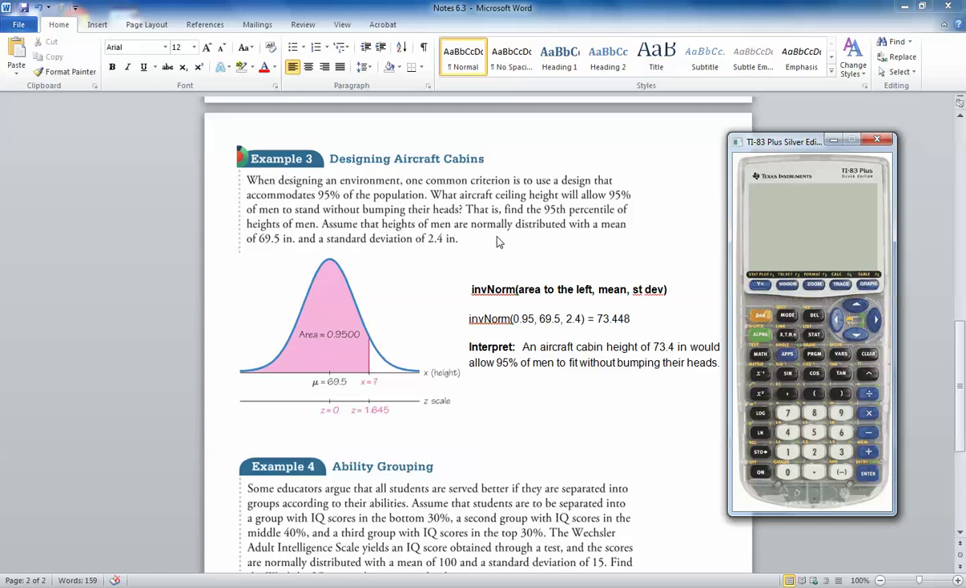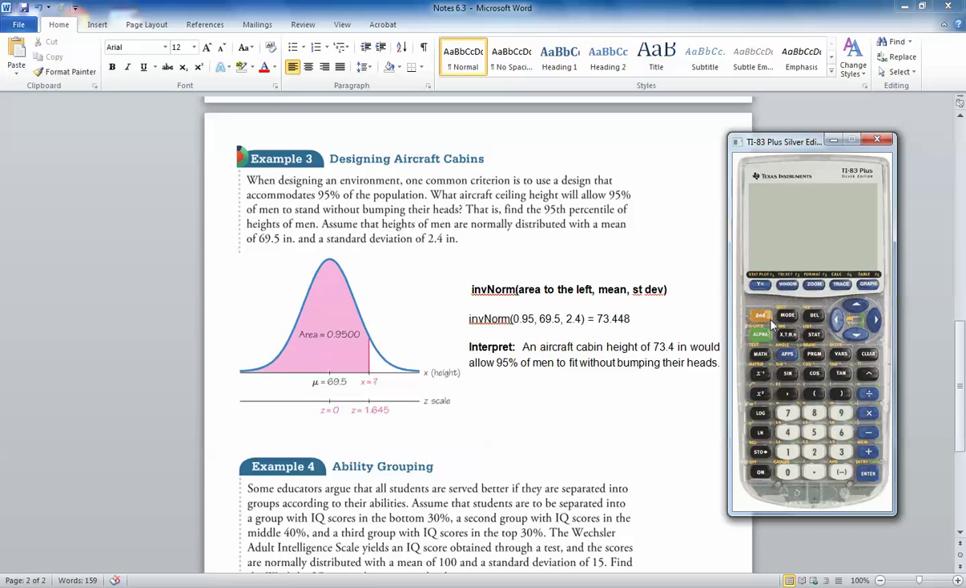And assume again that heights of men are normally distributed with a mean of 69.5 and a standard deviation of 2.4. So in our diagram right here, we have the area and we're trying to find a corresponding height that goes with it. We're going to find this directly using the inverse normal. You type in the area to the left, the mean, and the standard deviation. Again, what your textbook does is go through and find the z-score, which would be 1.645, and then convert that back to a height. Using the calculator, we'll take out that middle step.